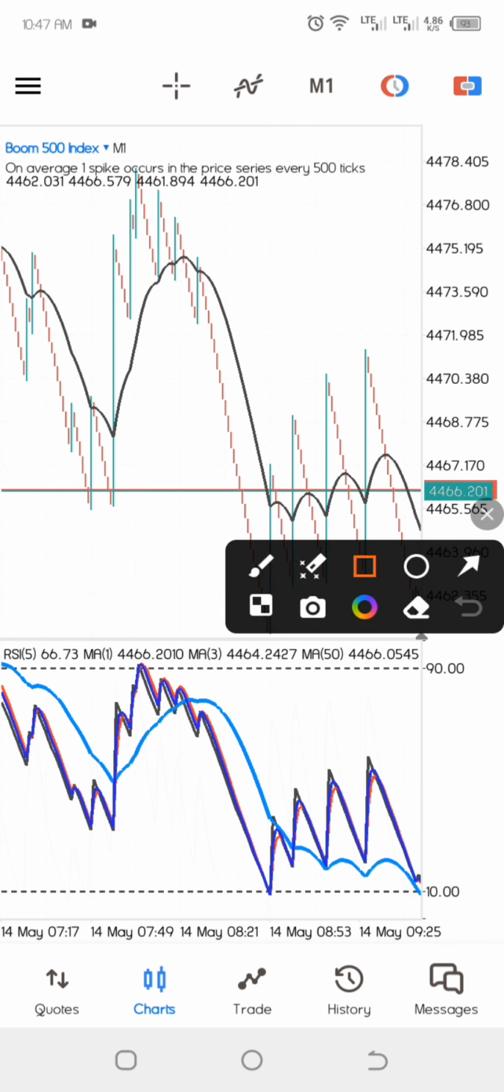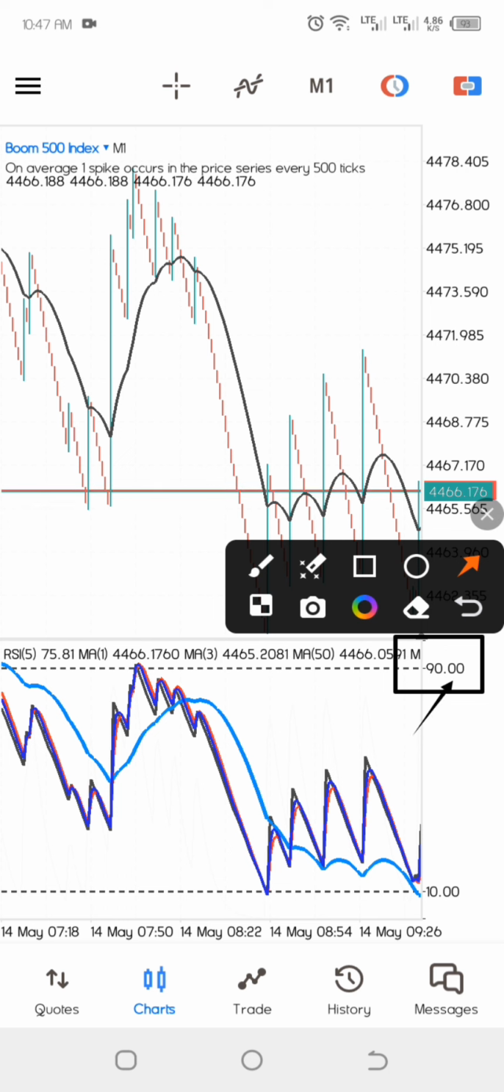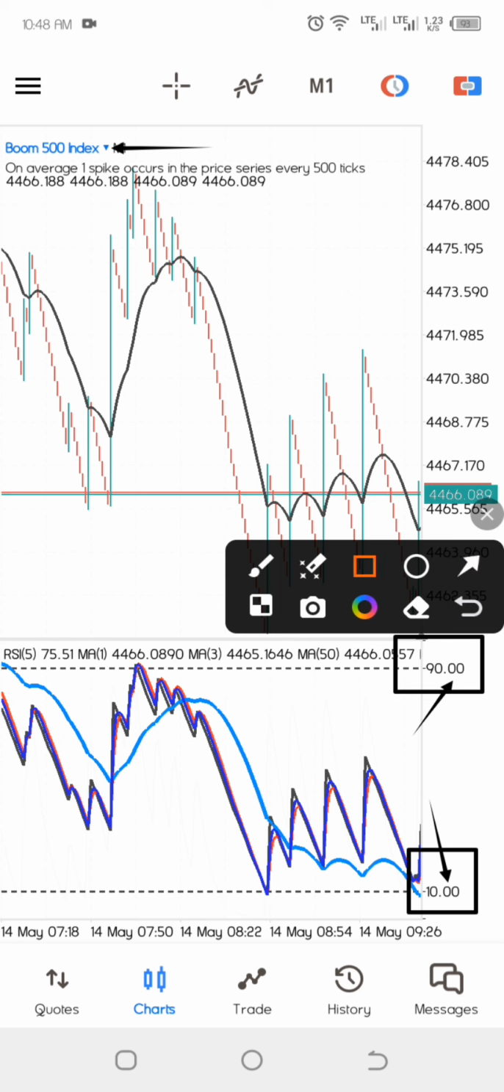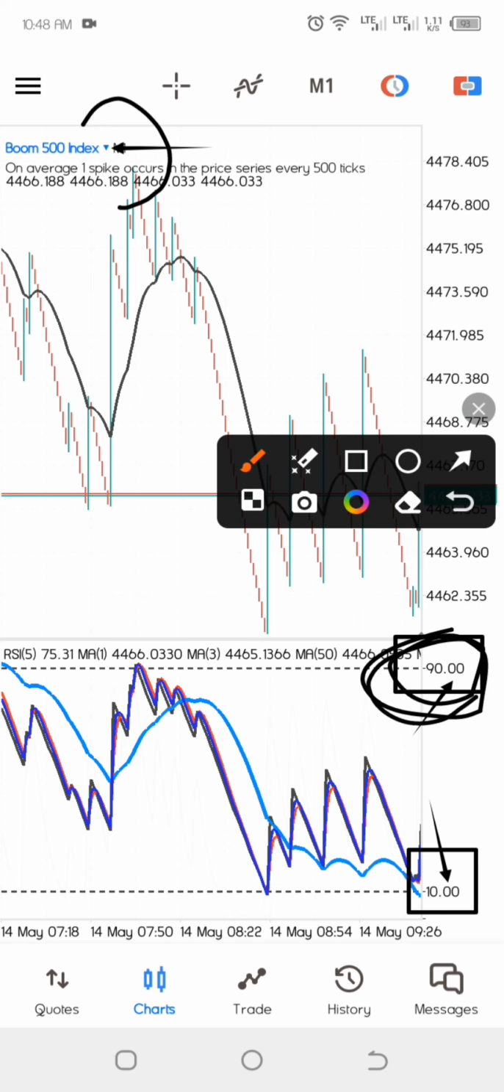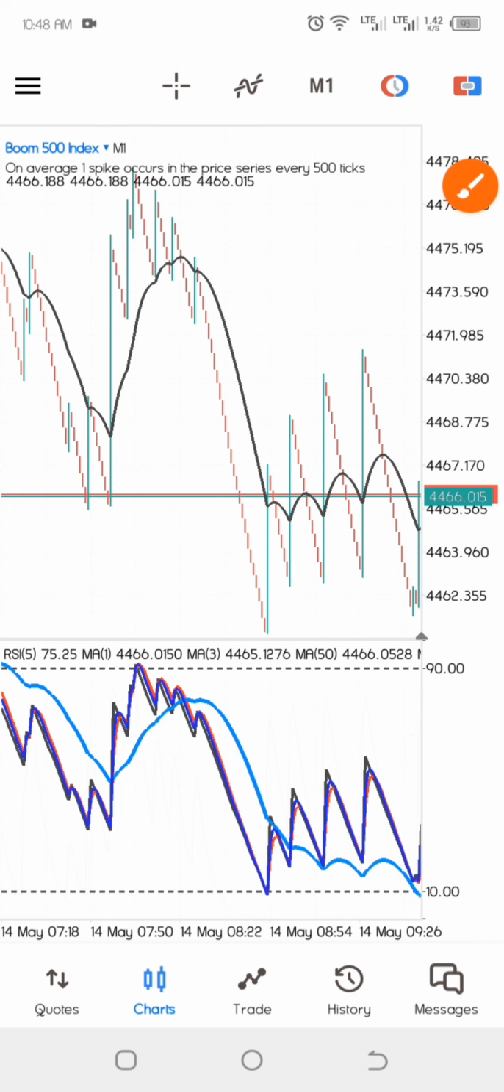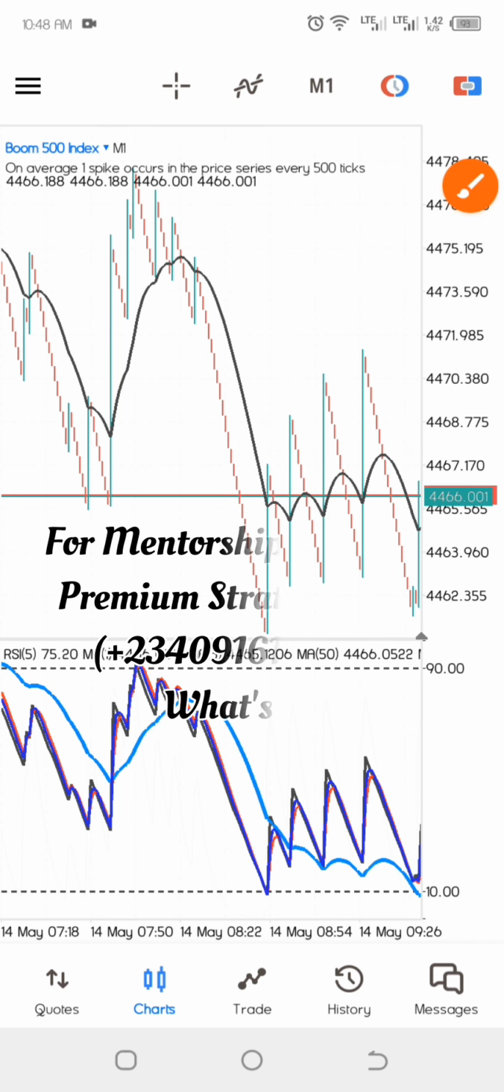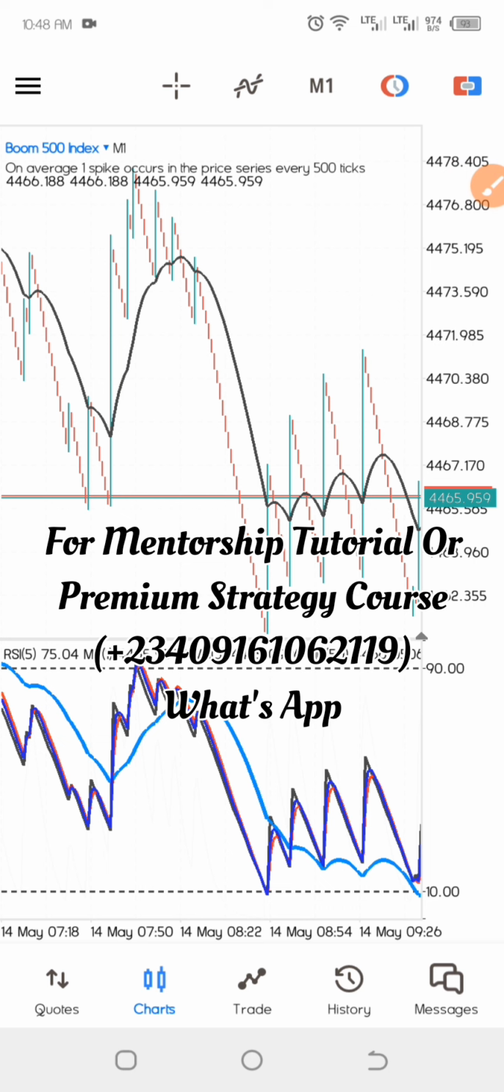First thing is that these 90 levels of the RSI stand for the oversold level, and this 10 level right here stands for the overbought level, which means that when you are trading on boom, which you can clearly see right here, you are going to be trading with the 90 levels, and when you are trading with the crash, you're going to be trading with 10 levels. Okay, so that is what you want to understand.